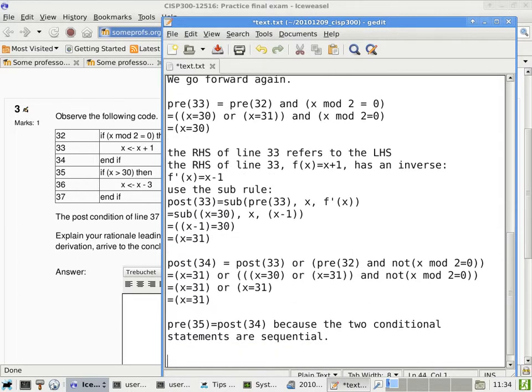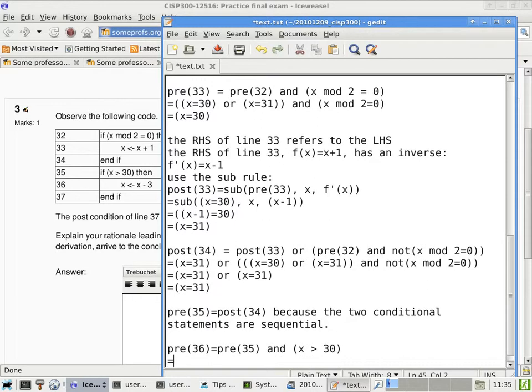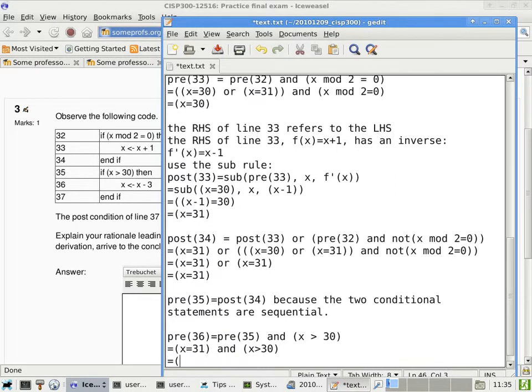Okay. Now we can do exactly the same thing here, and analyze what it means to go through the two different paths. So on one side we can say pre-36 is pre-35 because nothing happens between line 35 and line 36. But at the same time, because we are taking the true branch, we also know the condition of the conditional statement has to be true. In this case, x is greater than 30 has to be true. And then you can simplify that because it just becomes x equals 31 and x is greater than 30, which also simplifies to just x equals 31.